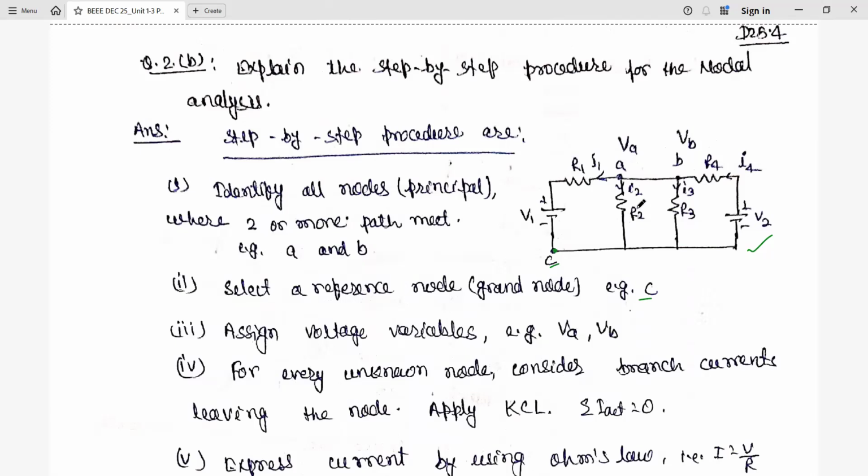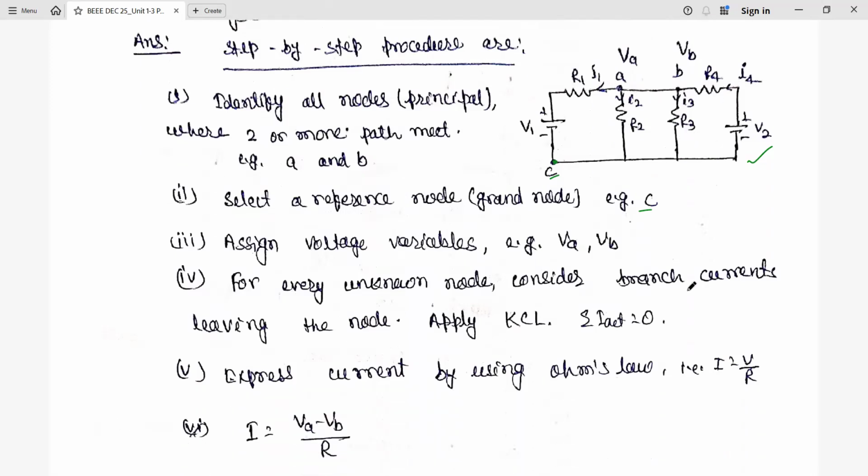And for whichever node you are going to handle, if the direction of the currents is not given, we consider that node to have higher potential. Like here, for the node VA, I1 is going out, I2 is going out, okay? And at node B, I3 is going out. But here the supply is here, so it is given in the circuit that I4 is coming towards the node B.